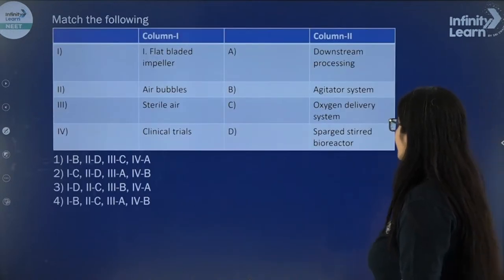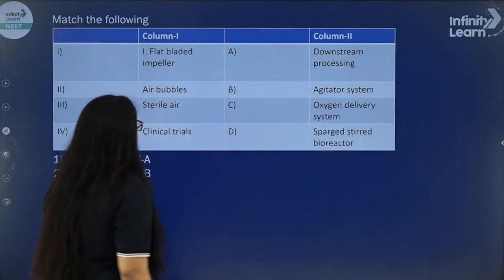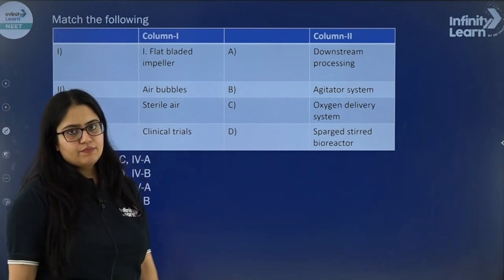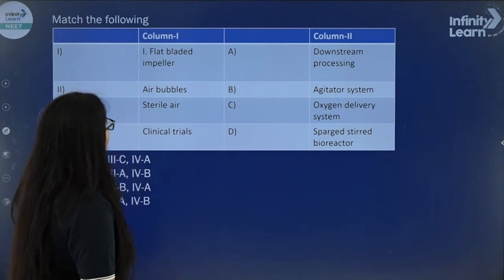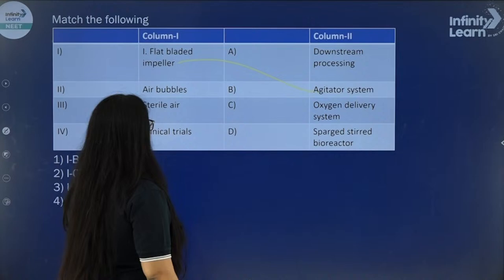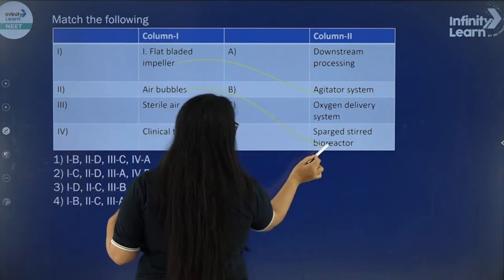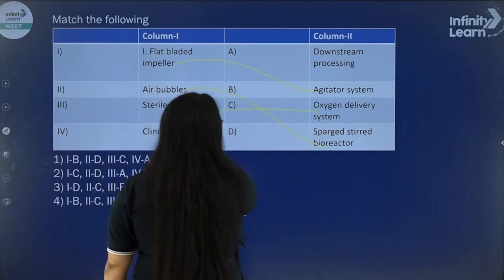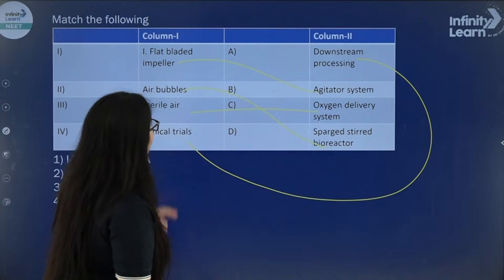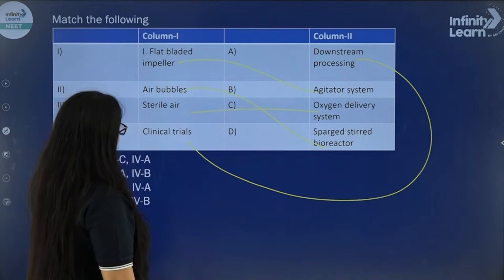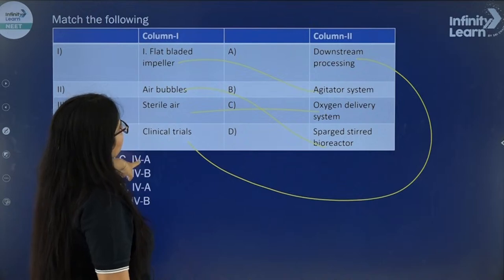Okay, so this question is from your biotechnology. Flat blade impeller. You will be able to answer this question very nicely if you can observe that diagram in Biotechnology: Principles and Processes, right? So, flat blade impeller is a part of the agitator system. Air bubbles you can see in the sparged stirred bioreactor, sterile air for oxygen delivery system, and clinical trials are required in the downstream processing. So, let's match. 1 goes with B, 2 goes with D, sterile air goes with C, and clinical trials go with A.